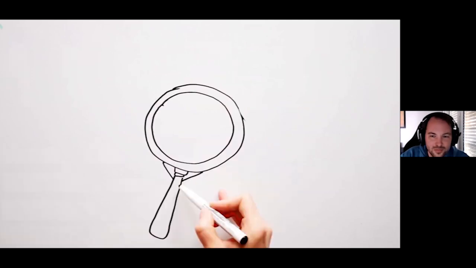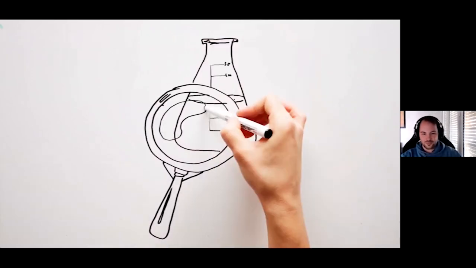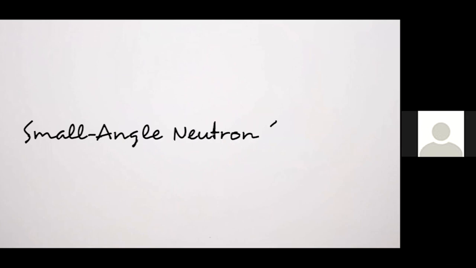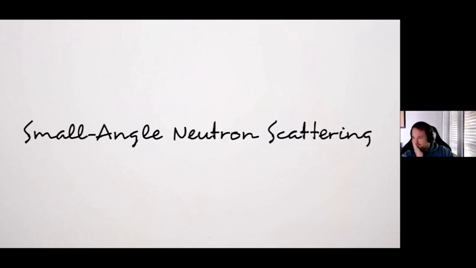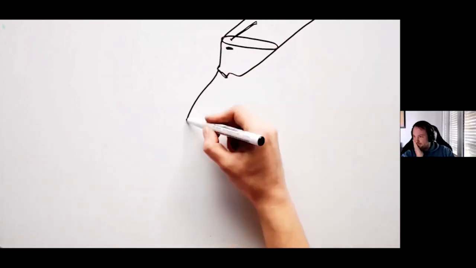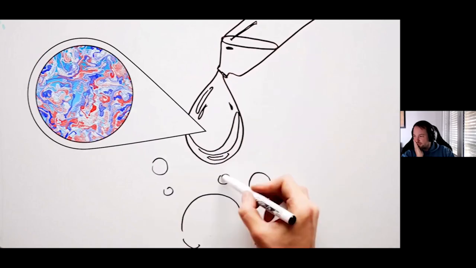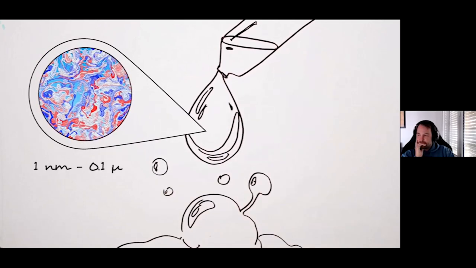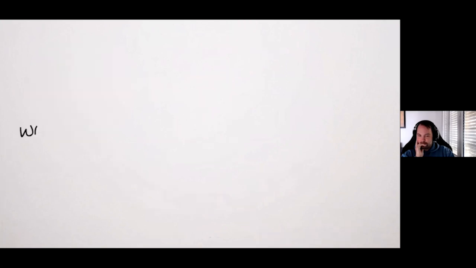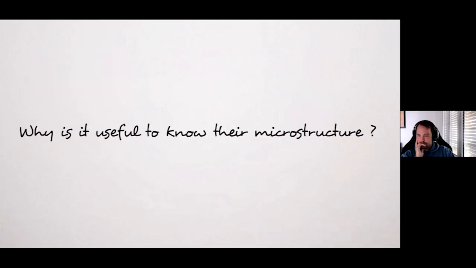Do you want to optimize your products? Do you need to analyze how your preparations behave? Why not use SANS, Small Angle Neutron Scattering? SANS lets you explore the microstructure of liquids and solids at scales ranging from 1 nanometer to 1/10th of a micron. Why is it useful to know their microstructure?